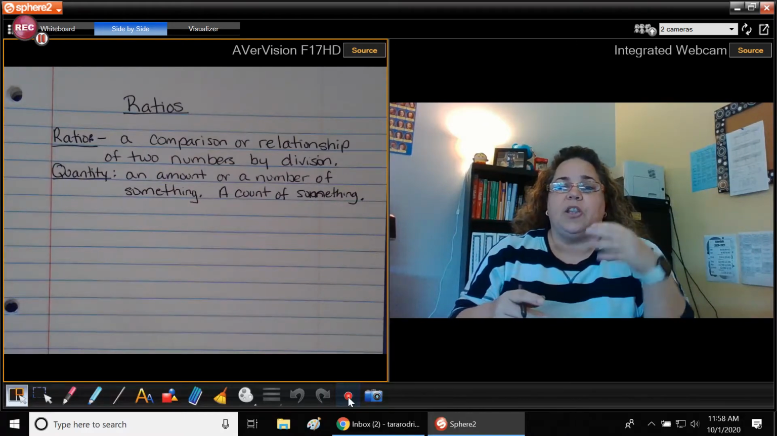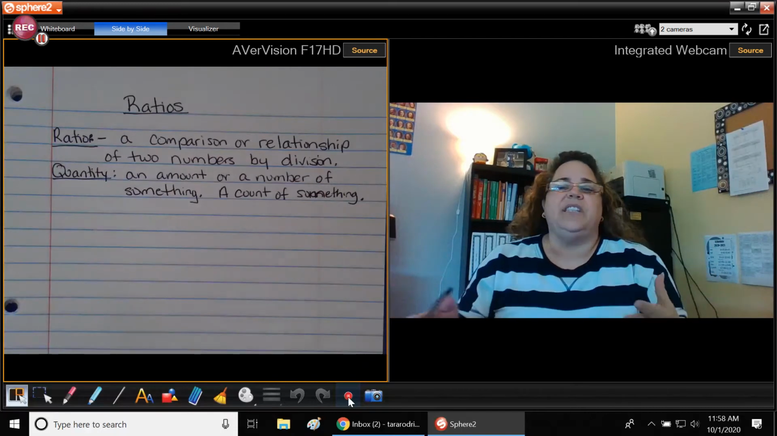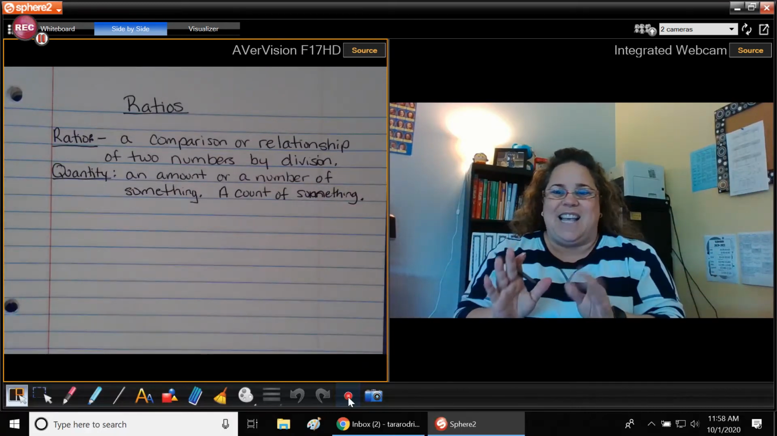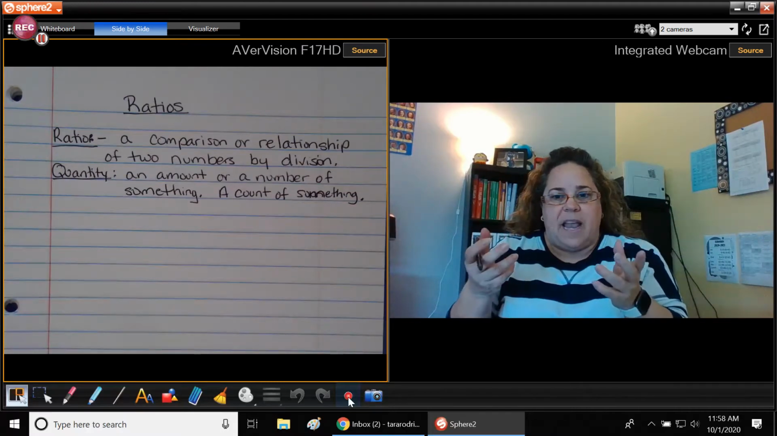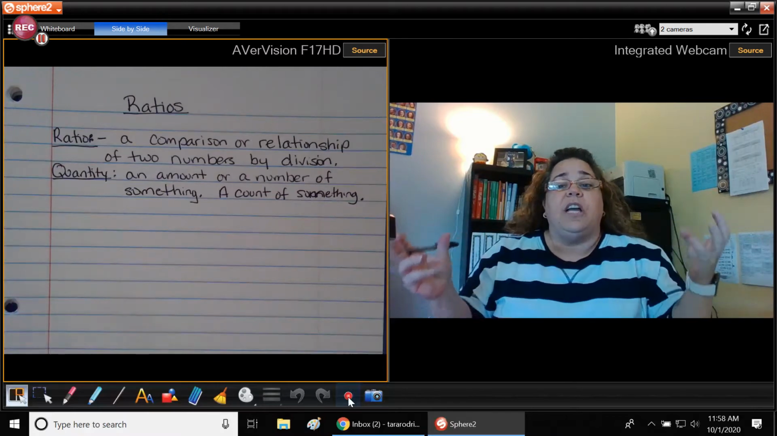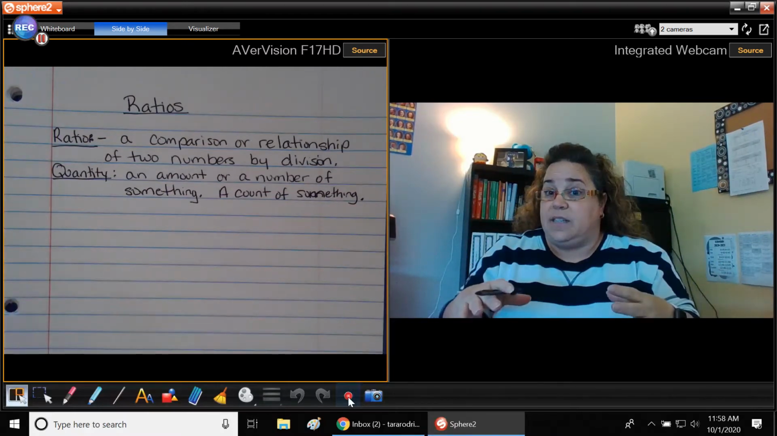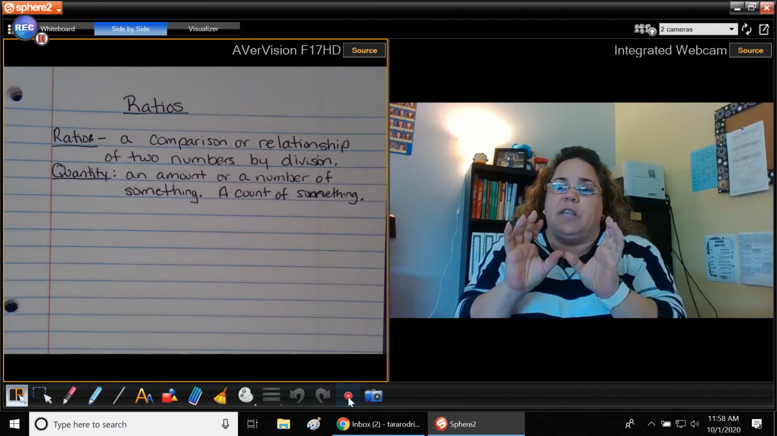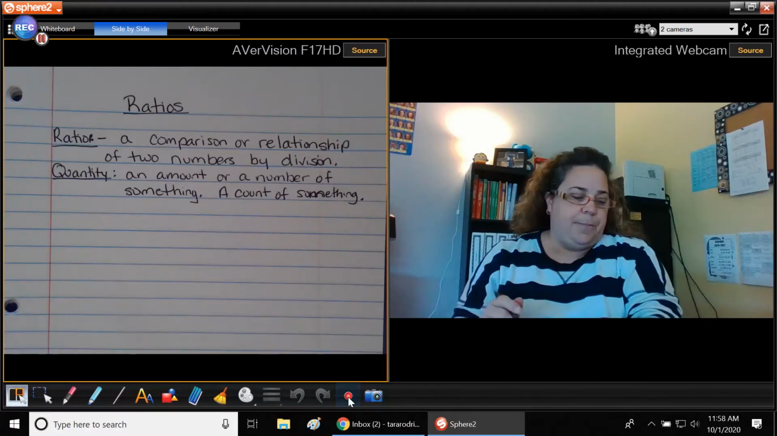Notice that the girls and the boys are different. I couldn't say I have 10 girls to 11 girls. Can't say that. That's not a ratio. It has to have different items that we're counting, okay? And we're connecting them through a relationship. The relationship is that they're all students. So my ratio is showing the relationship of all my students by girls and boys, okay?